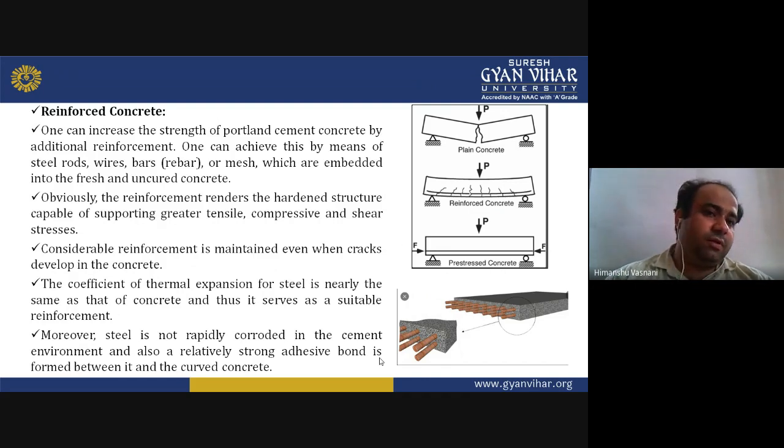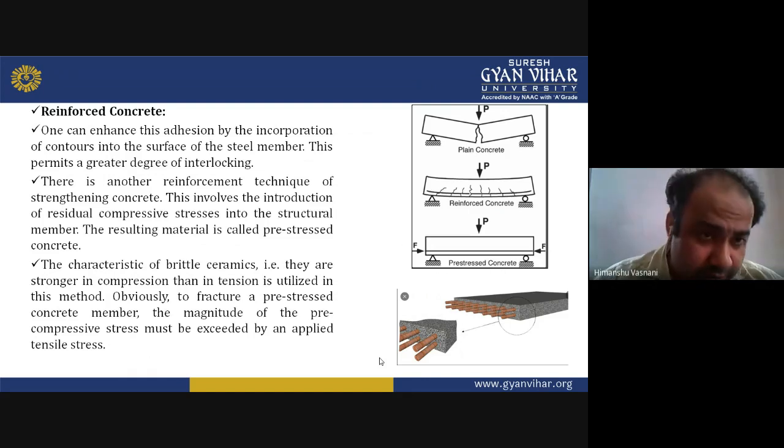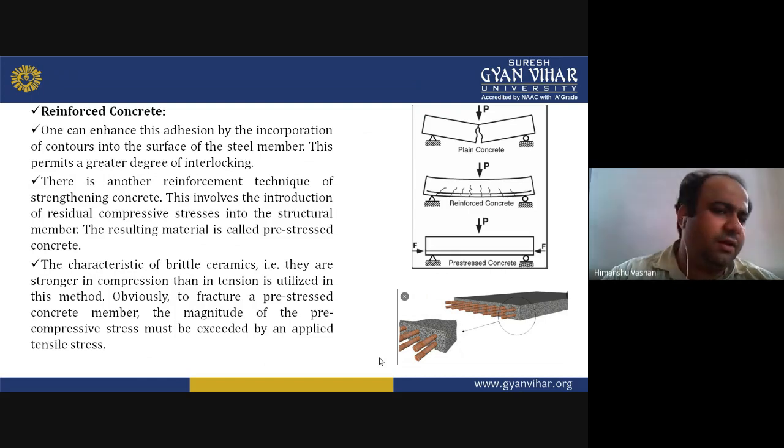So when you talk about reinforced concrete, the steel is not rapidly corroded in the cement environment, and a relatively strong adhesive bond is formed between it and the cured concrete. Now, one can enhance this bond by the incorporation of contours into the surface of the steel member. This permits a high degree of interlocking.